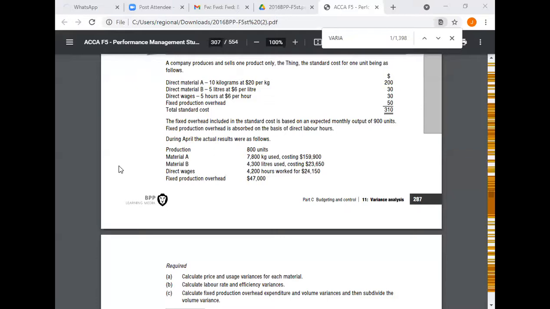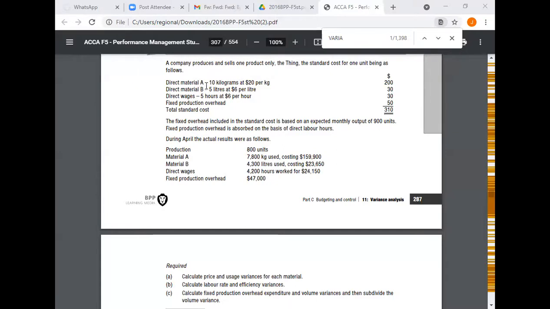Now, from there, ladies and gentlemen, we move to something very important. They wanted us to calculate fixed production overhead expenditure and fixed overhead variances, and then subdivide the volume variance. The volume variance is to be subdivided. So I want you guys to do me a favor.